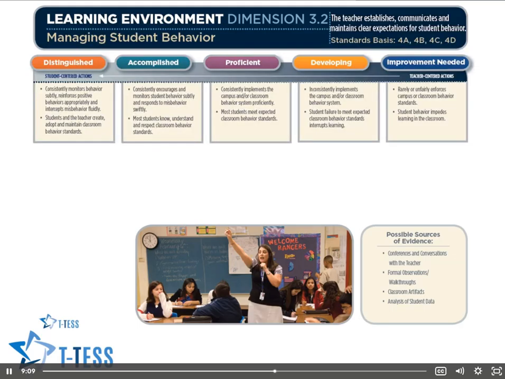Let's now take our learning to the T-TEST rubric and look at Dimension 3.2, Managing Student Behavior. Our focus will be on looking at the descriptors at the proficient through distinguished performance levels of the rubric.